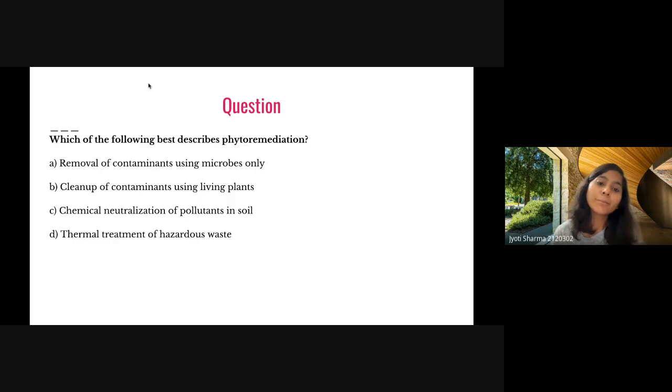So which of the following best describes phytoremediation? Removal of contaminants using microbes only, cleanup of contaminants using living plants, chemical neutralization of pollutant in soil, thermal treatment of hazardous waste. Very simple.